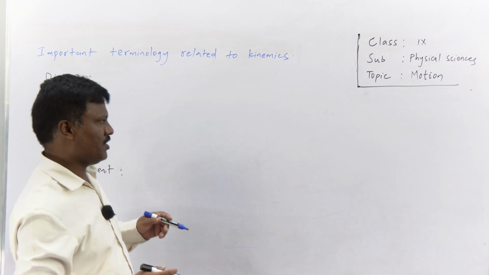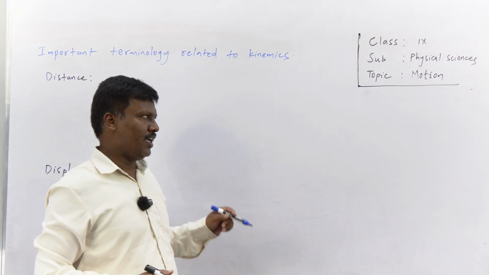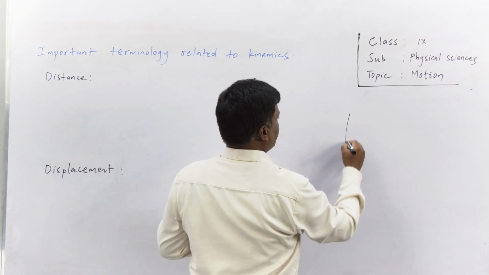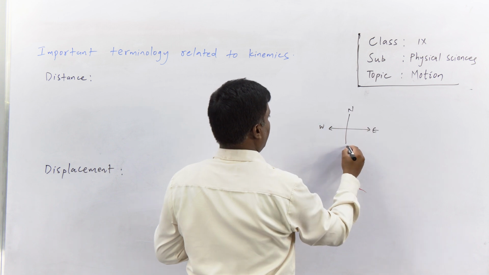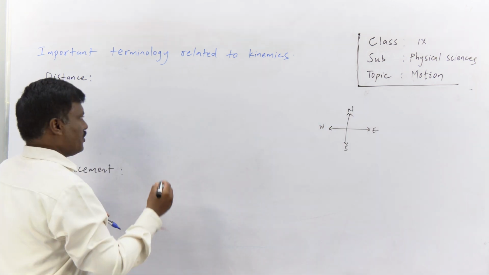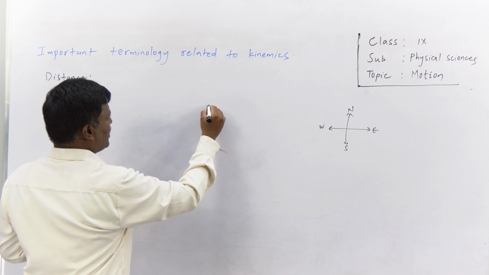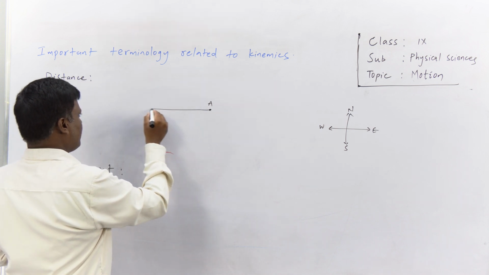So we have discussed one example previously to understand the distance and displacement. I'll go with another example. Okay, so this is east, this is west, this is north, and this is south. This is the initial point. From this point, your sister or your brother traveled towards west.